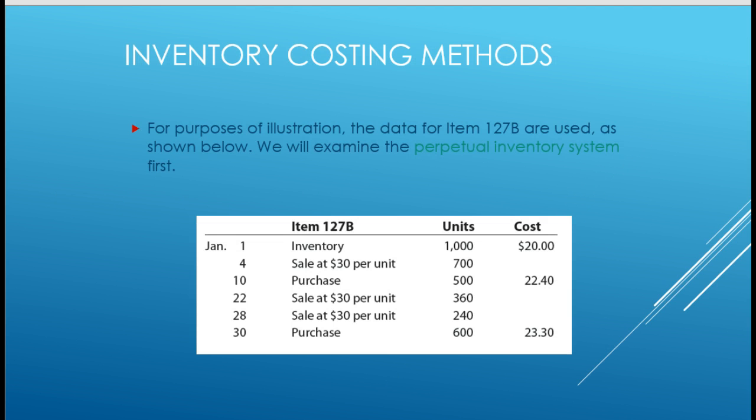These are the transactions we're going to look at. You might want to write those down. If not, I'll keep you posted as we go along. We're going to look at beginning inventory, sales, a purchase, 2 more sales, and a purchase. And you'll notice each one of these sells for $30 a unit.